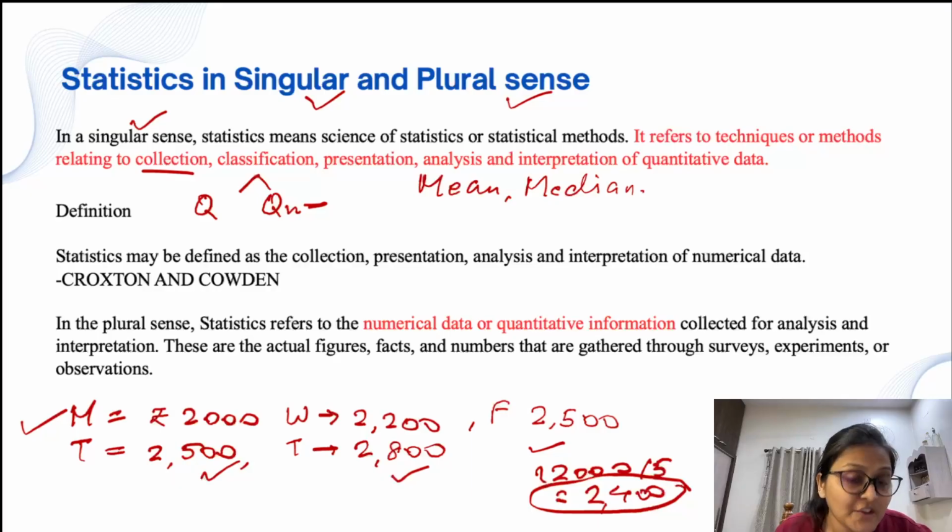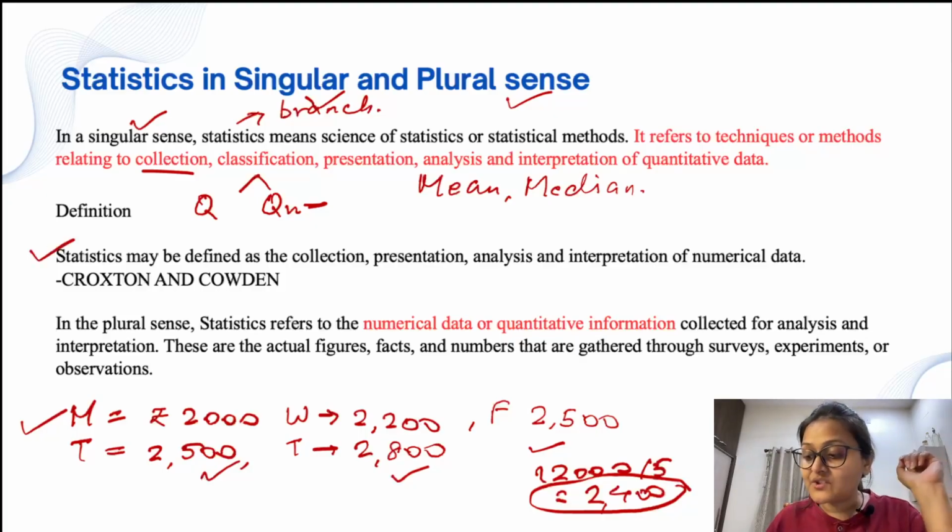The shopkeeper of the coffee shop, after analysis of the data, could understand how they are going to plan out their inventory and move on with the functioning of the organization. So this is the meaning of statistics in the singular sense. Statistics is even studied as a different branch, right?